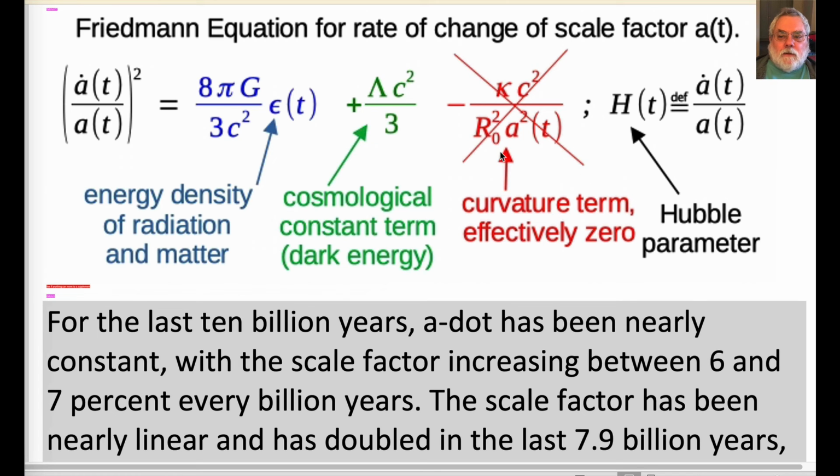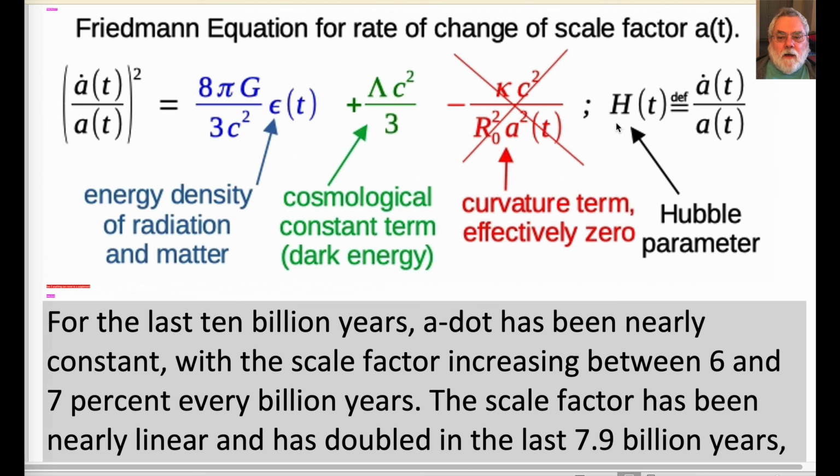However, note that the curvature term is the only term on the right-hand side that could potentially be negative. So, if a universe can stop expanding, reach a maximum scale factor, and then start contracting, it can only be this curvature term that could cause that, positive curvature. Later in the course, we will come back to this curvature term when we consider different possible ends to our universe, in particular, a big crunch.